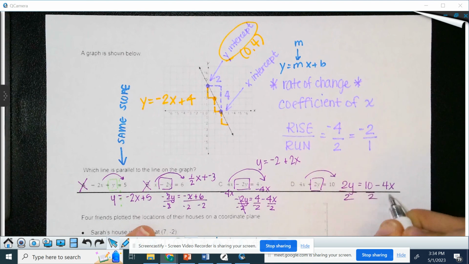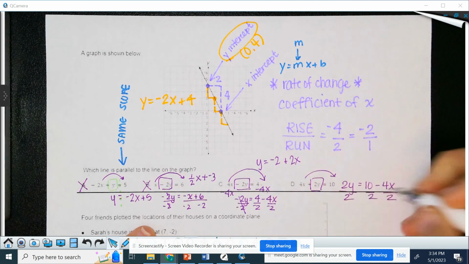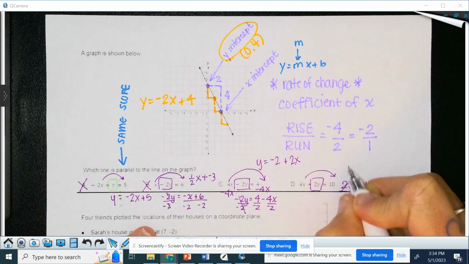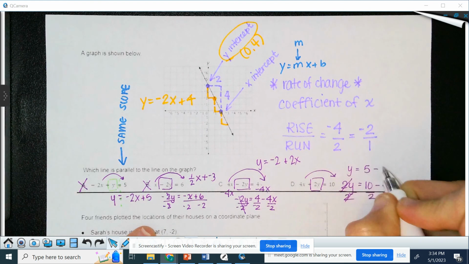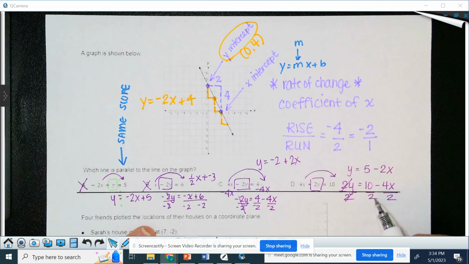Good. And I also just found a mistake in my math that y'all didn't call me on. Don't you want to remind the teacher she's not perfect as much as possible? So divide by 2. 10 divided by 2 is 5. Negative 4 divided by 2 is going to be a negative 2x.